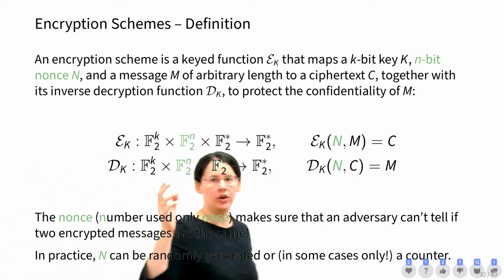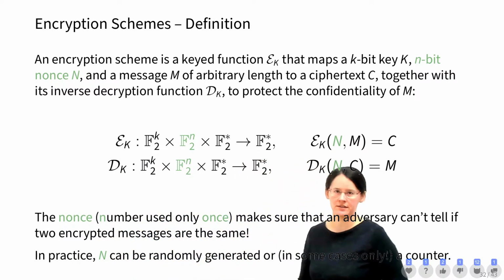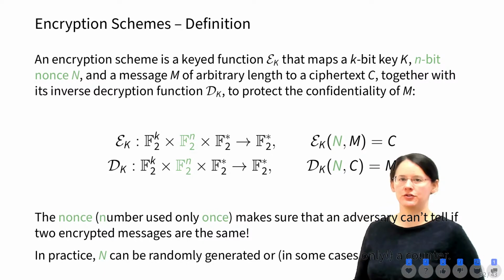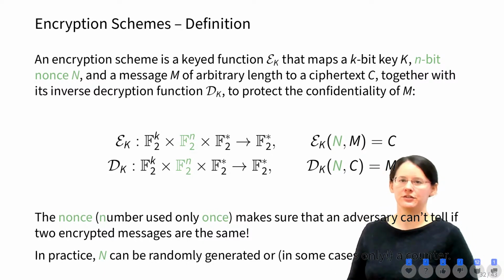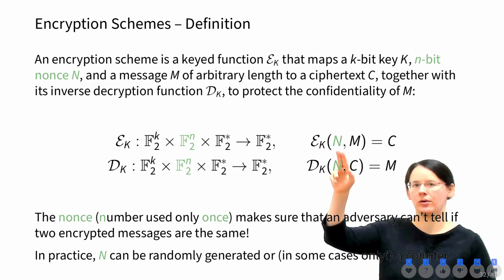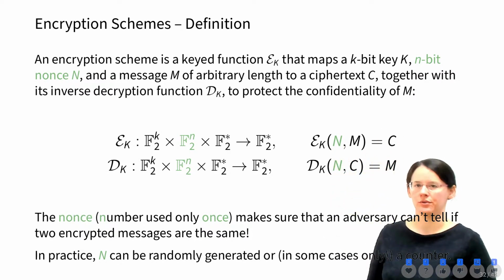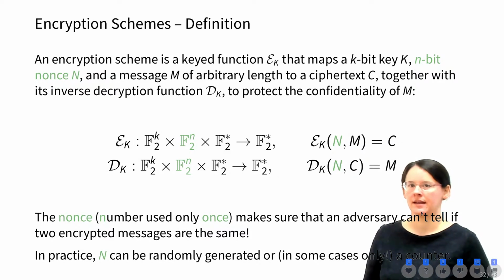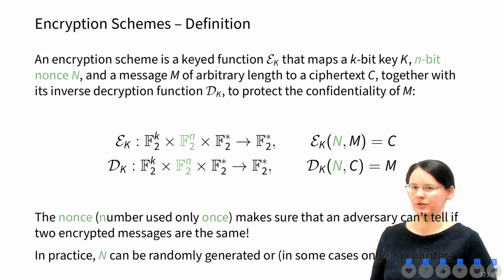And this nonce here, where nonce is short for a number only used once, this is what's supposed to make sure that an adversary can't tell if two encrypted messages are the same plaintexts. Because of this randomizer, if I encrypt the same message twice, I will always use different nonces, and for this reason, the ciphertext will also look different.